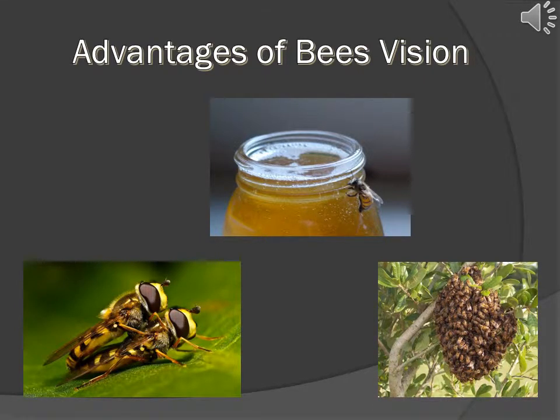Advantages of bees' vision. Habitat advantage, food advantage, and mating advantage. Bees' compound eyes help them calculate the distance of the nearest food to report back to the hive. Certain color patterns from flowers detected by their vision allow them to distinguish which plants have more nectar than others. Drones have larger eyes that enable them to see the females for mating purposes.